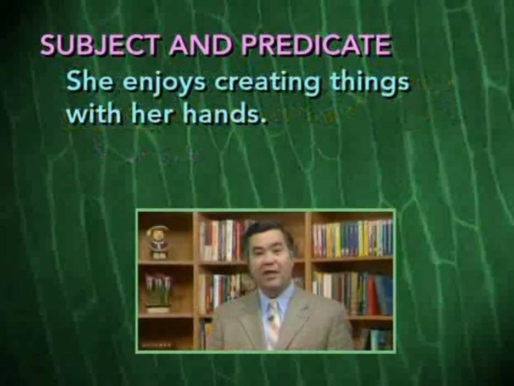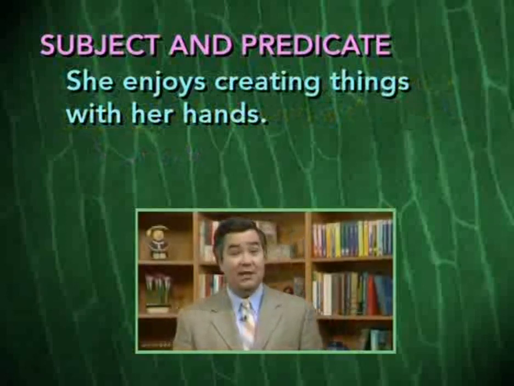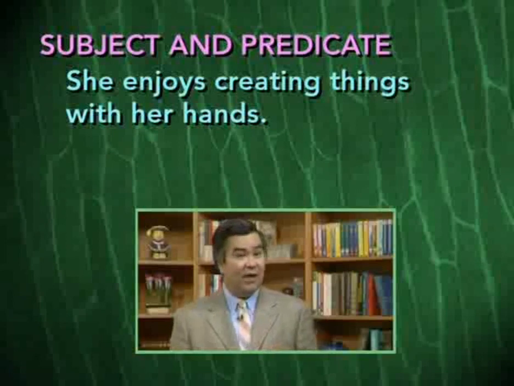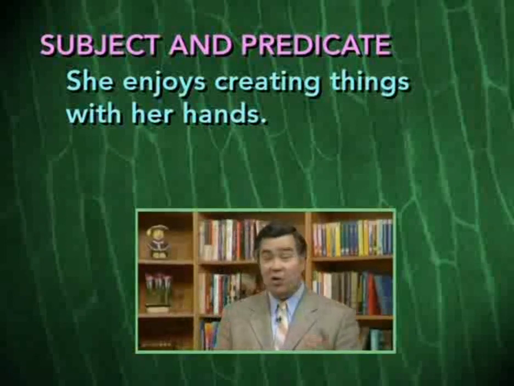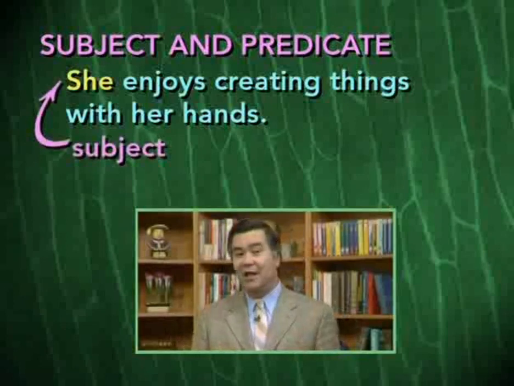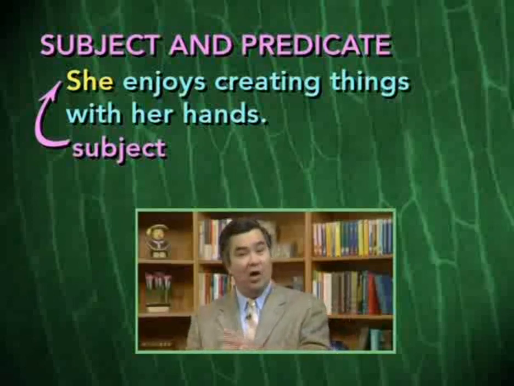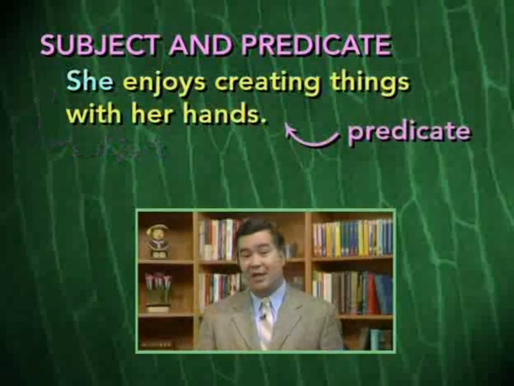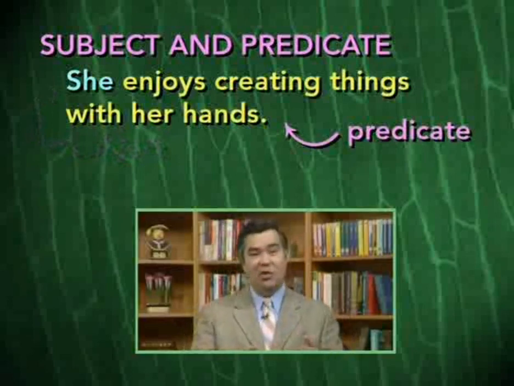Let's take a look at another example. She enjoys creating things with her hands. Can you identify the subject in this sentence? In this case, the subject is only one word long, she. That word all by itself tells us who or what the sentence is about. All the rest of the sentence is the predicate. It tells us what the subject is or does.